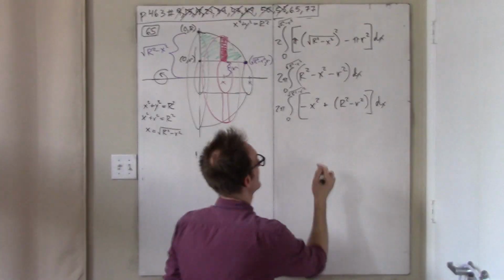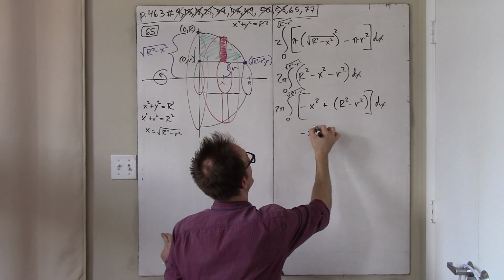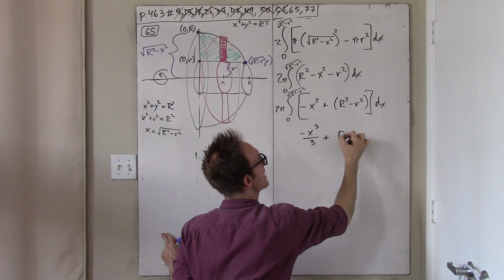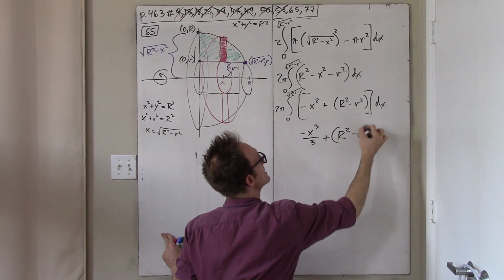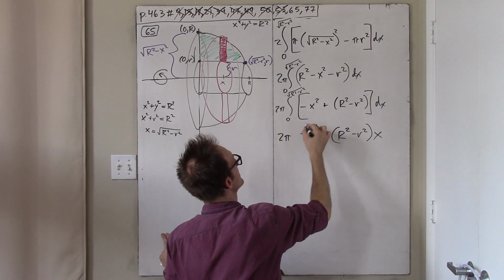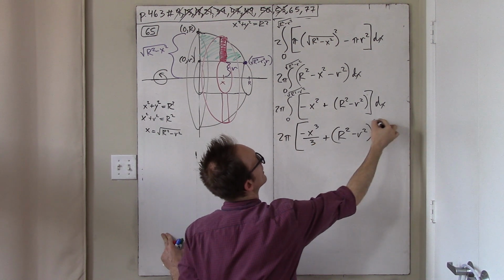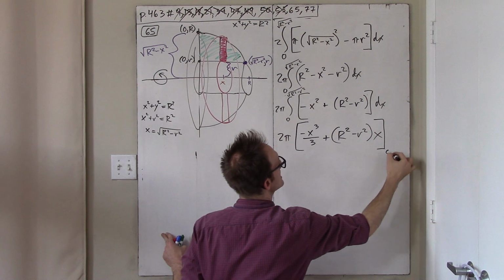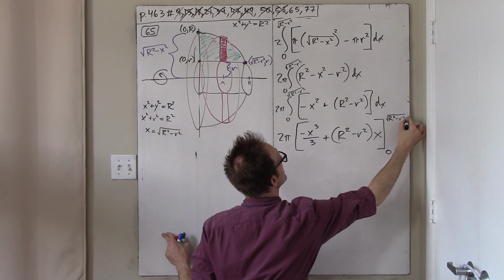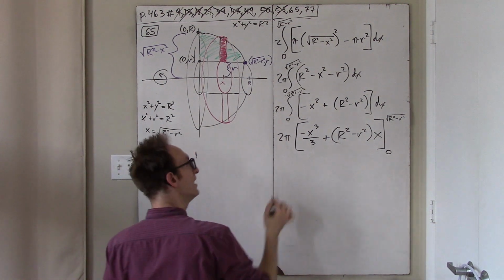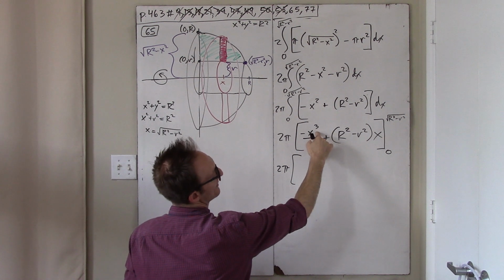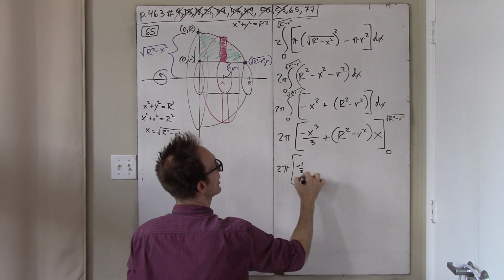What is the antiderivative of all this? Well, it's negative x cubed over 3 plus that thing times x, because it's just a constant, and then there's still a 2 pi on the outside, and then this whole thing is evaluated at 0 and root big R squared minus little r squared. Okay, now we get 2 pi times, doing some real math now, negative a third.